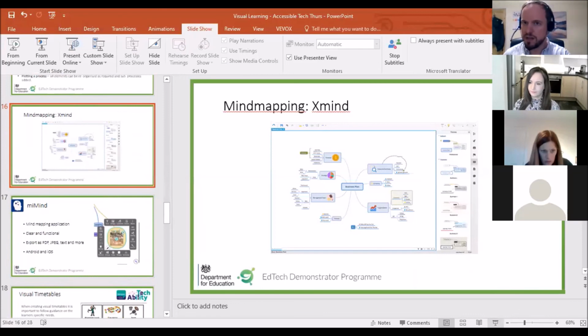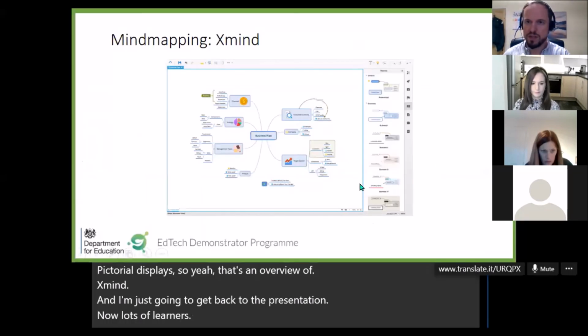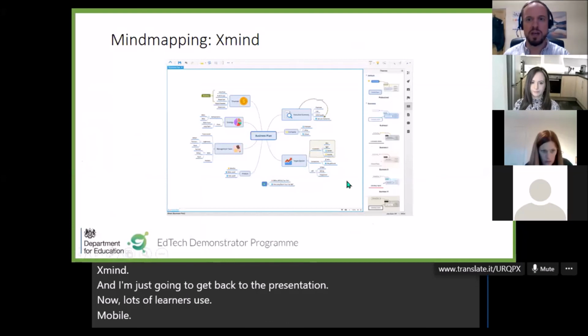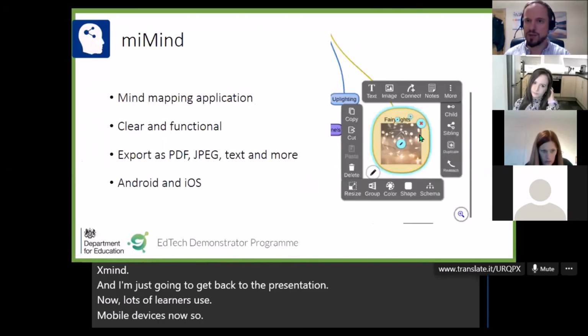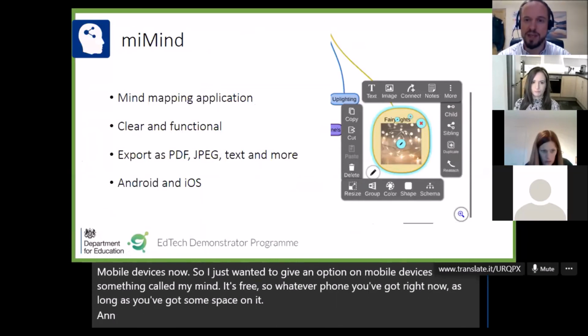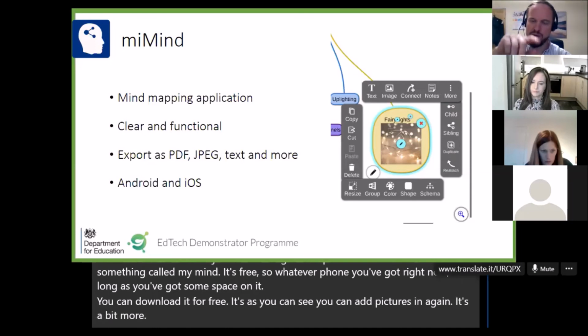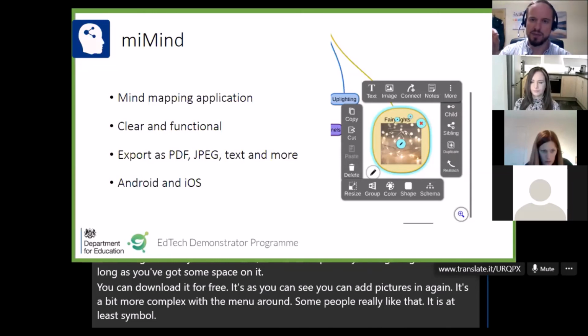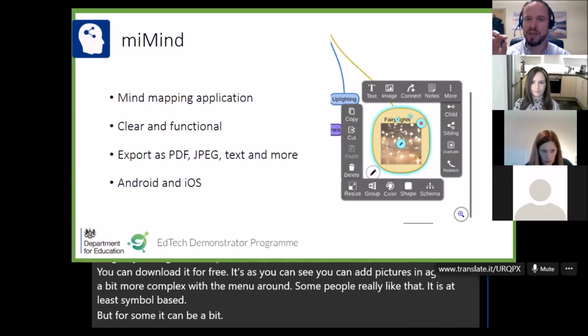Now, lots of our learners use mobile devices now. So I just wanted to give an option on mobile devices, something called MyMind. It's free. So whatever phone you've got right now, as long as you've got some space on it, you can download it for free. As you can see, you can add pictures in again. It's a bit more complex with the menu around. Some people really like that. It is at least symbol based, but for some it can be a bit too busy on the screen.